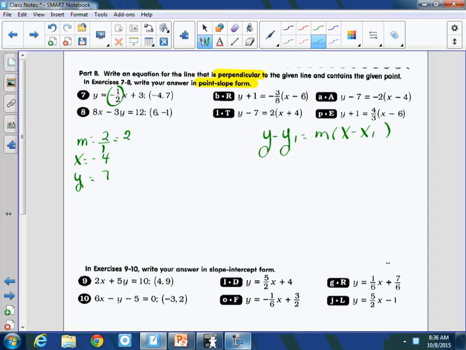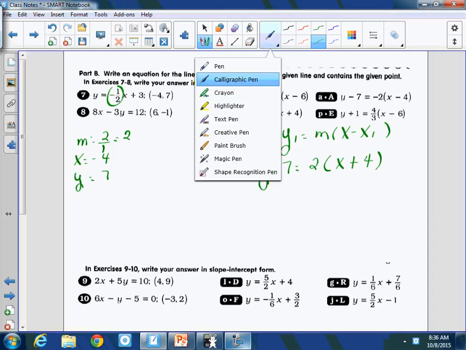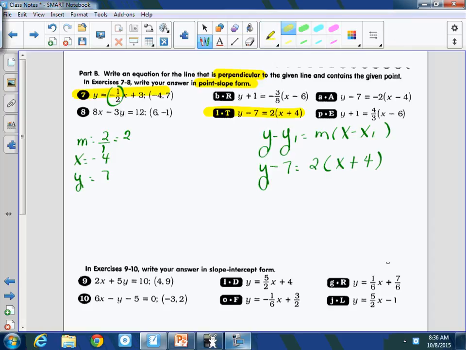Okay? Because that's all I need. I need a point, and I need a slope. Are we good? All right, so let's go ahead and plug in. y - 7 equals 2 parentheses x plus 4. Because that negative and that negative makes it a positive. Okay, and we're done, and it should be somewhere over there. There it is. So that one with that one. Okay?